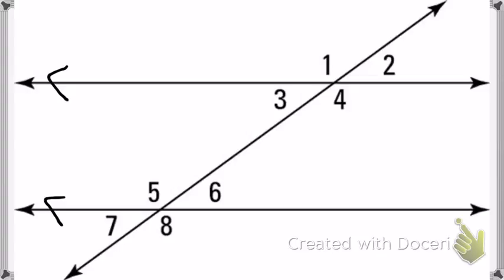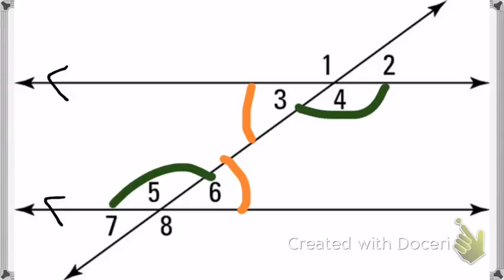The next relationship we're going to look at is alternate interior angles. Our alternate interior angles are going to be angles 3 and 6 together, and angles 4 and 5 together. When we look at this, we notice that angles 4 and 5 are the same size, and angles 3 and 6 are the same size.